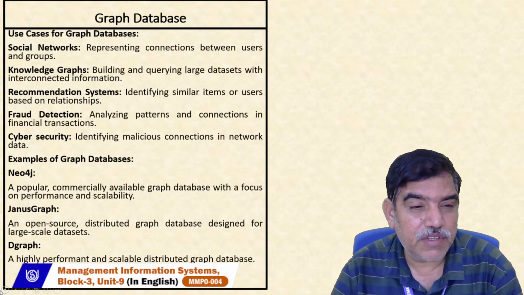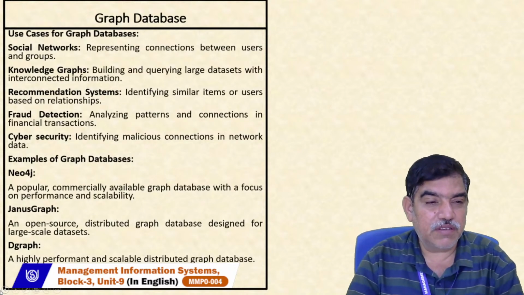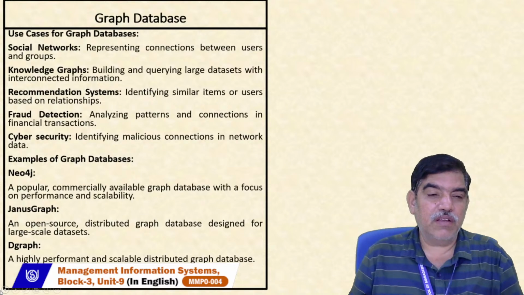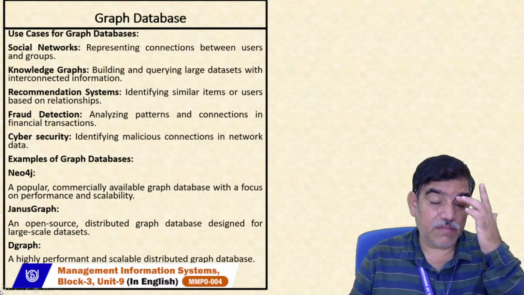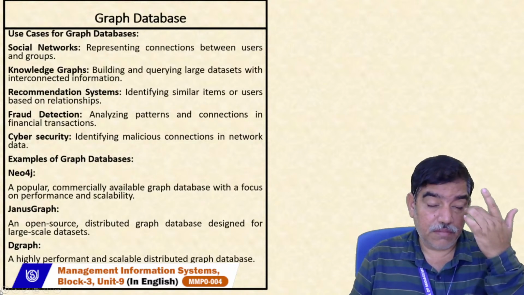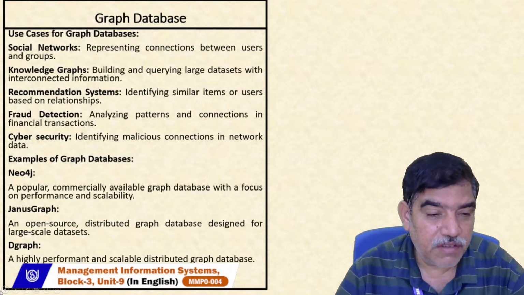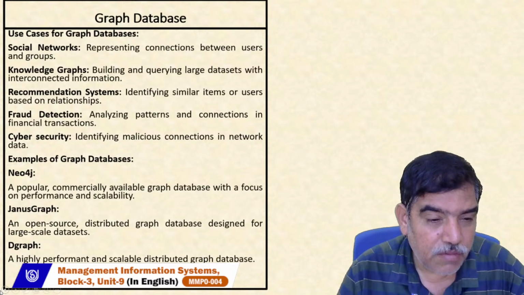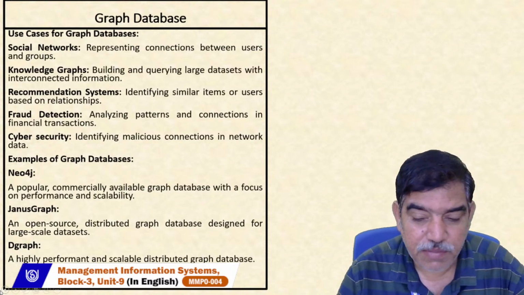The various examples of graph database, here we discuss about it. A popular commercially available graph database with a focus on performance and scalability. Similarly, Dgraph, a highly performant and scalable distributed graph database.